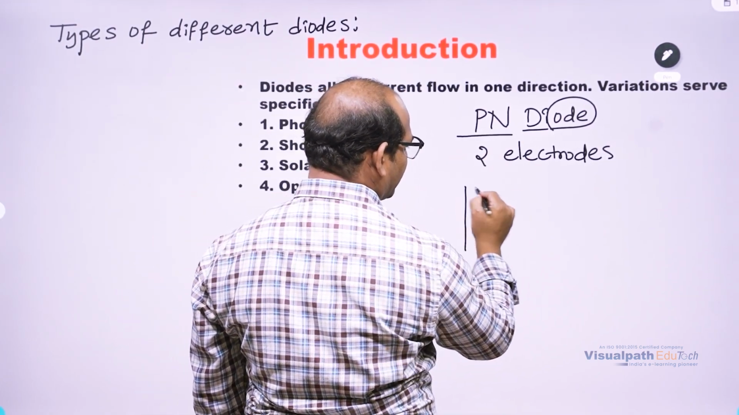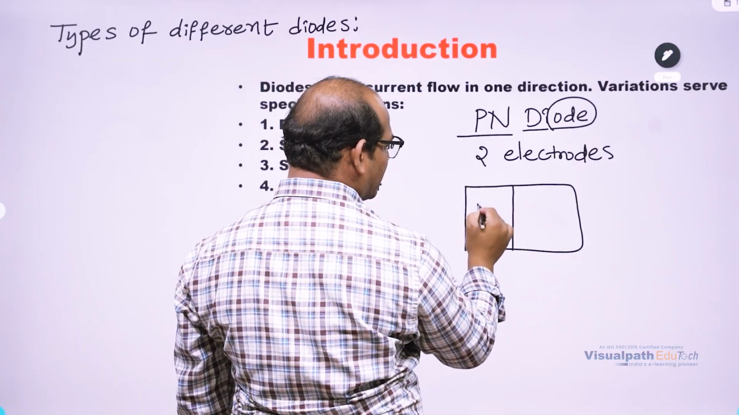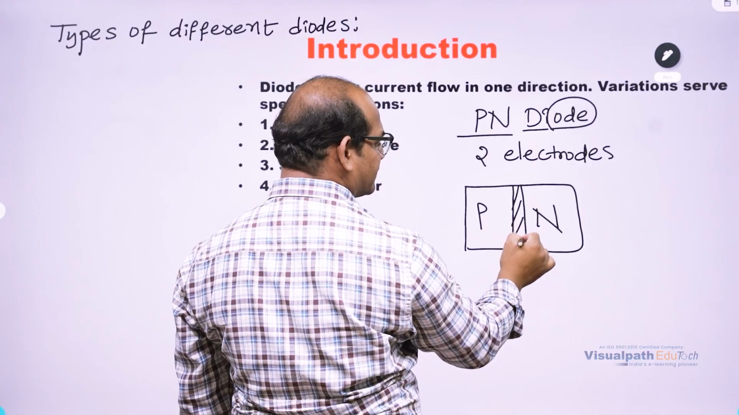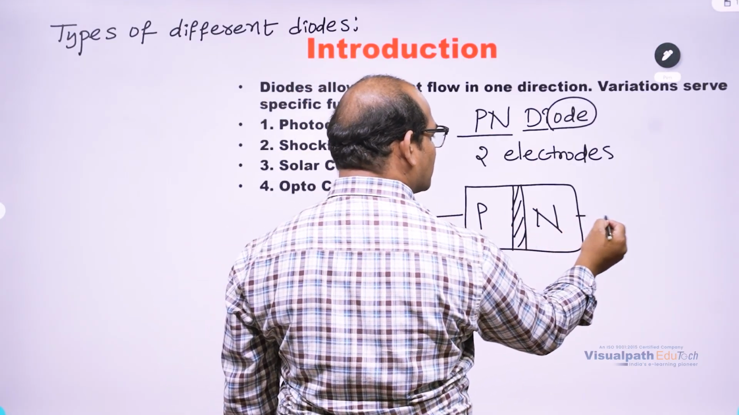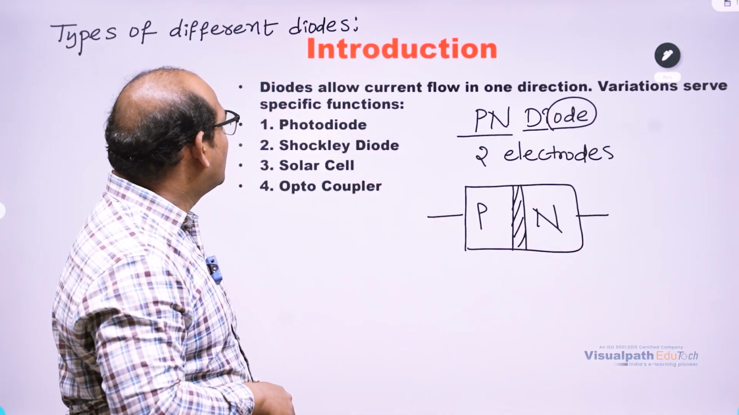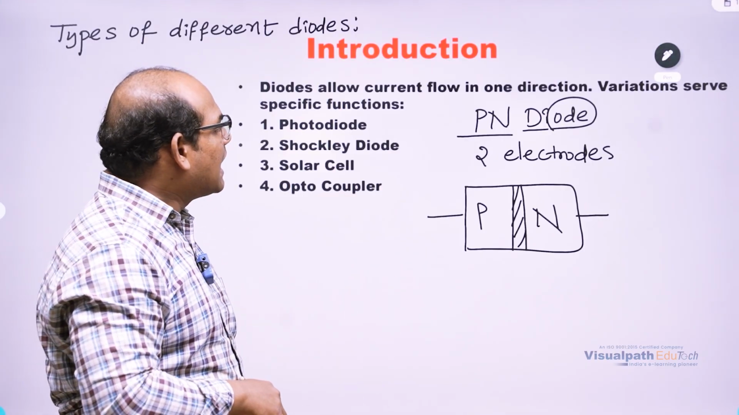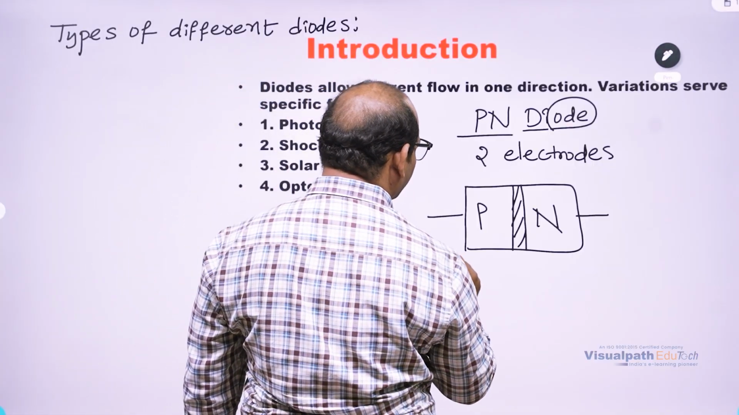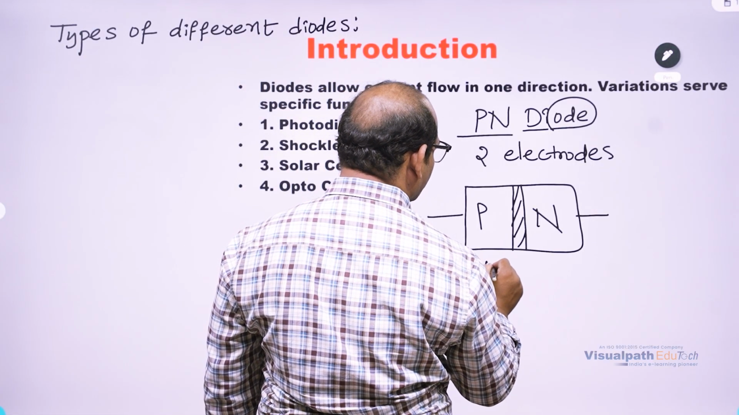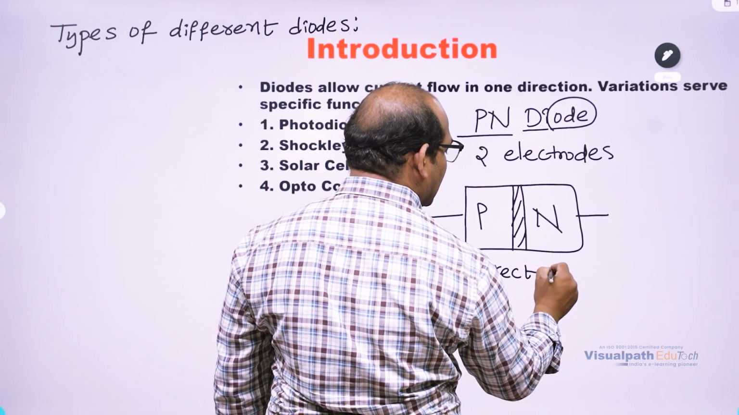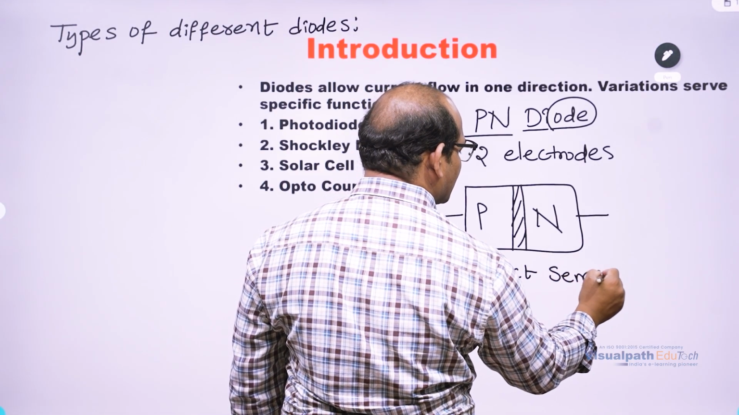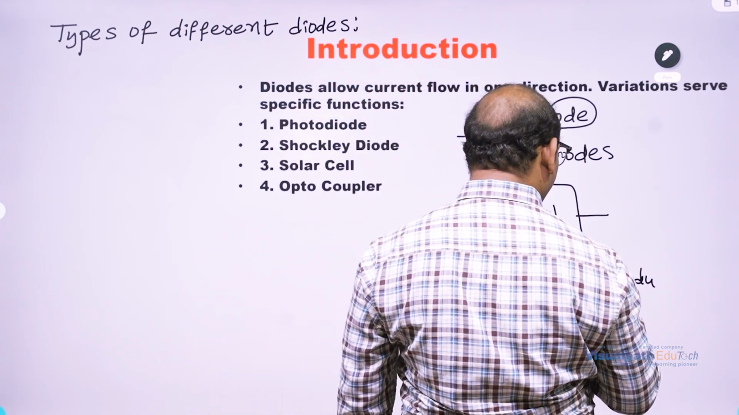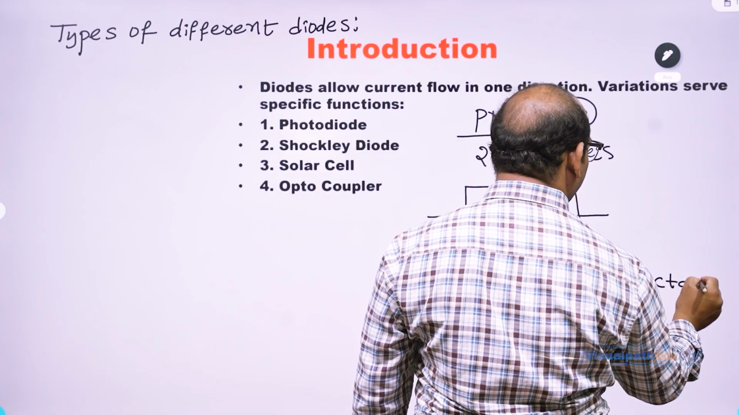For example, if you take one p-type layer and one n-type layer, in between these two, one depletion region is created. So this is the basic structure of the PN junction diode. This one we have already done. Now we will see different types of diodes, and this PN junction diode is made because of indirect semiconductor materials. So we have indirect semiconductor materials and direct semiconductor materials. The basic PN junction diode is fabricated using indirect semiconductor materials.